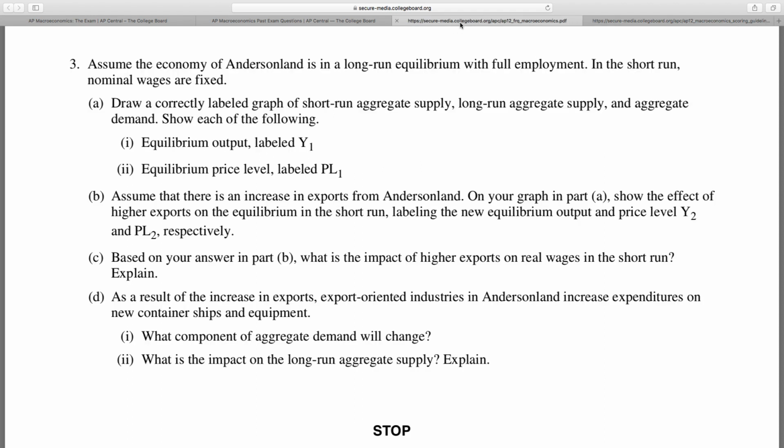All right, so that's 2012 number 3. We'll stop there, and that'll be AP Macro today.